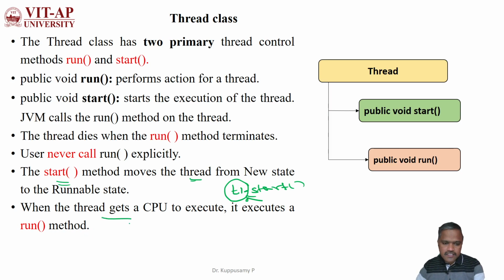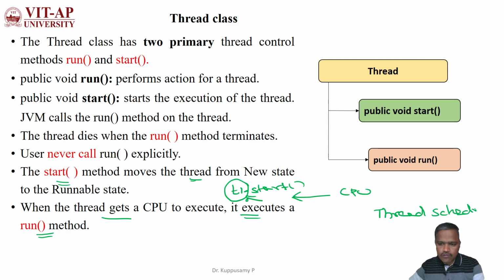When the thread gets the CPU to execute, then automatically it will execute the run method. Once the CPU is alerted for this thread 1 by the thread scheduler, the run method will be executed implicitly by the Java virtual machine. Here these things will be taken care of by the thread scheduler. That is one of the software tools in the Java virtual machine. So this thread scheduler will take care of running the start method and run method and completing the termination of the thread. Everything will be taken care of by the thread scheduler.